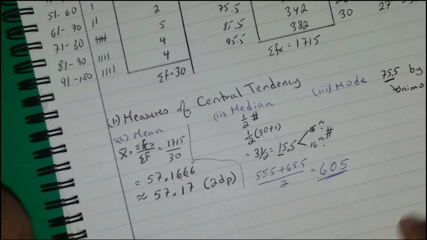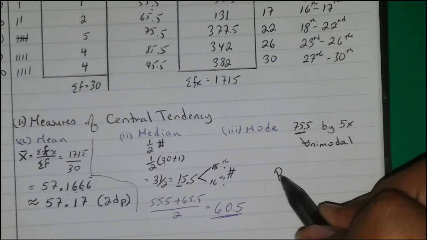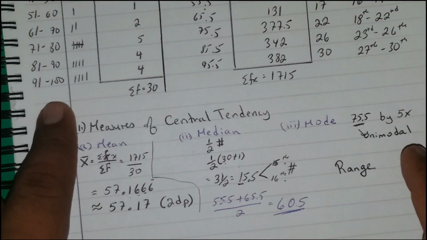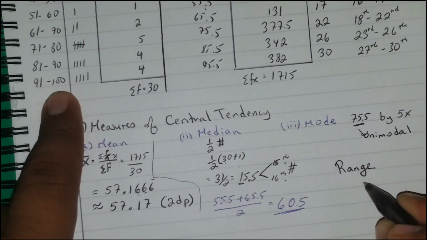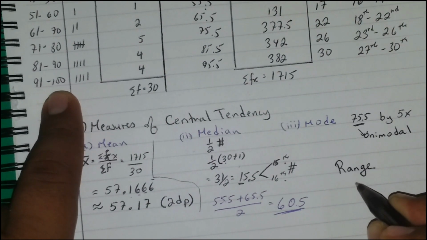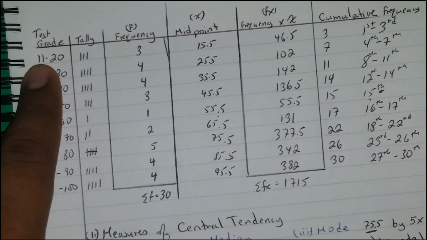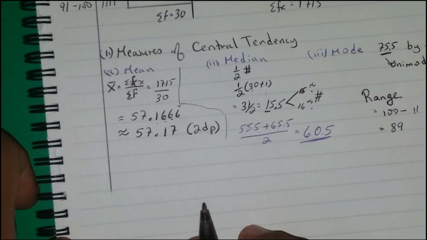All right, so apart from that, we have the range. The range is going to be the largest entry. Now in this case, we want to take a look at the intervals. The largest entry or the largest interval is going to be the last upper interval, which is 100, minus the smallest lower interval, which is 11. 100 minus 11, that's going to give us 89, right? So that is what we have for the range.